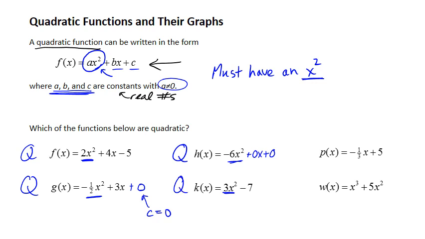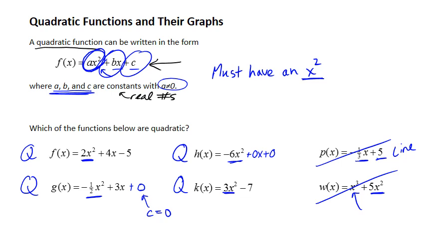When we look at P, notice there's no x squared term. In fact, it just has an x term and a constant, so it's actually a line. It is not a quadratic function, so that's not quadratic. And our last example, W, does have an x squared, but notice it has a higher degree term as well. We cannot have anything higher than an x squared term. You can only have an x squared term, an x term, and a constant term, potentially, in a quadratic function, and this has something higher, so that would not be a quadratic. So the first 4 functions were quadratic, but not the last 2.